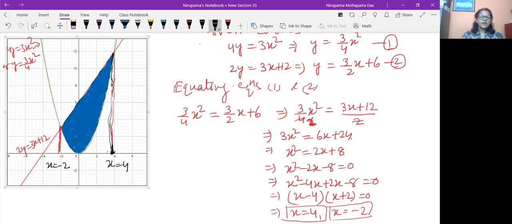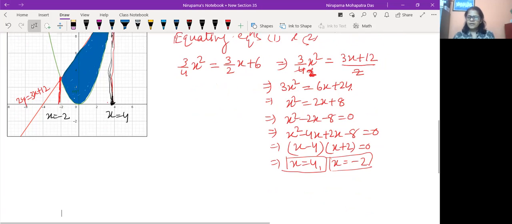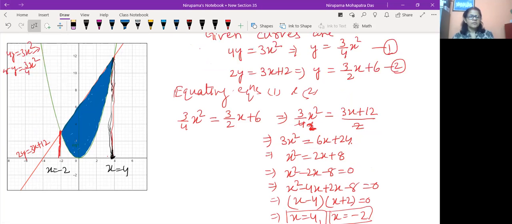Now, the last part of the solution is getting the area. Just look at the rough sketch once again. While getting the area, you may take minus 2 to 0, bounded by the y-axis, x equal to 0. So minus 2 to 0, this line minus this parabola, right? Similarly, 0 to 4, bounded by this what?